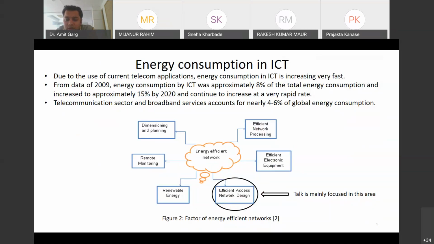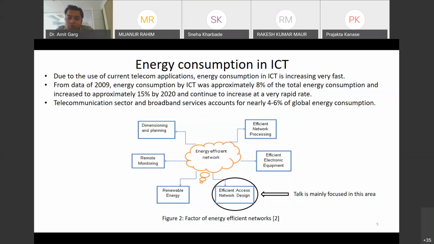Okay, so for the energy efficient network, what can we think, what can we do? We can dimension and plan the network accordingly. Basically, this is in the initial phase. Then efficient network processing: wherever possible, we can use passive components, like what the passive optical network offers. In the electronic equipment, whatever electronic equipment we are using must be energy efficient. We should harness renewable energy, and we can also try to utilize things remotely.